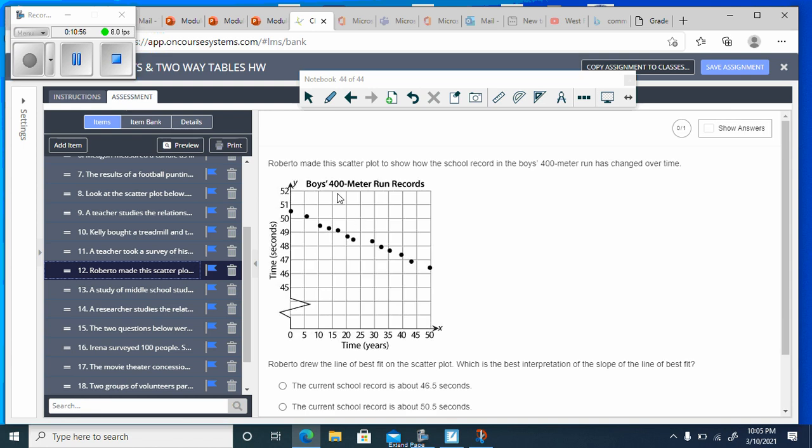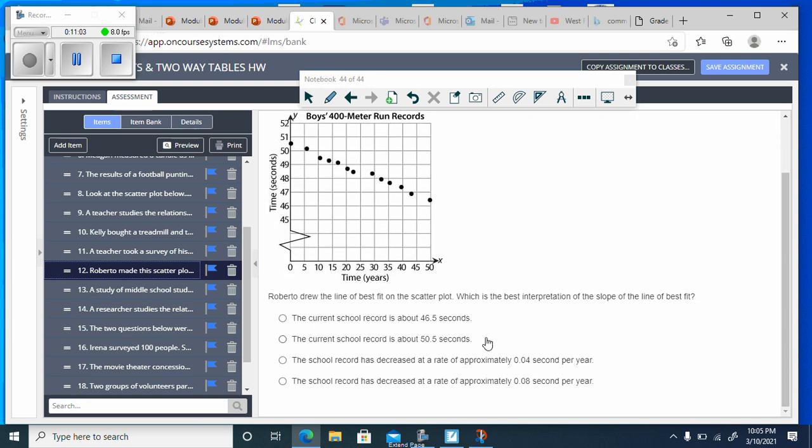Roberto made this scatter plot to show how the school record in the boys' 400-meter run has changed over time. Okay. He drew the line of best fit. Which is the best interpretation of the slope of the line? That slope is going down, isn't it? Okay. The school record has decreased. Okay. So we're talking about what is the best interpretation of the slope, not the y-intercept. These deal with the y-intercept, the slope.